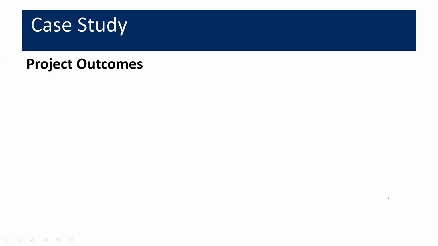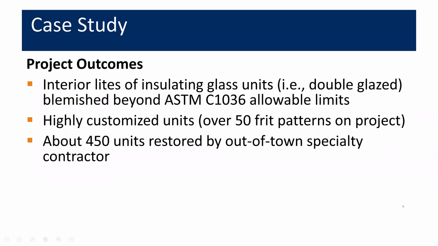So I want to go through some of the details and the project outcomes that we had in our case study. In summary, we identified a series of interior lights. Again, they were insulating glass units with blemishes that went beyond the C1036 allowable limits that Mark talked about previously. Of those, many were highly customized units, including over 50 different frit patterns. And we came up with a total of about 450 units that we restored.